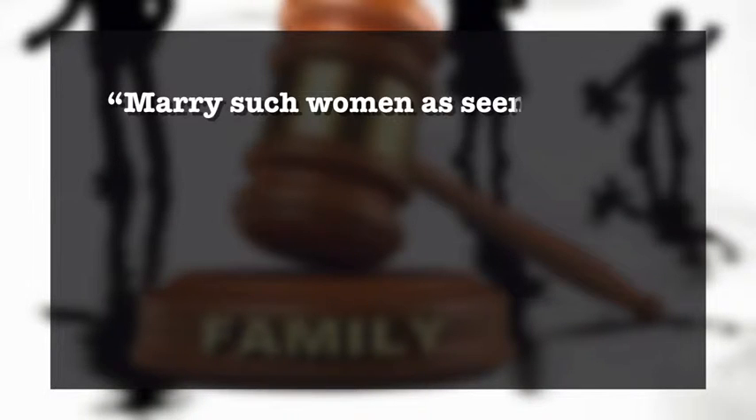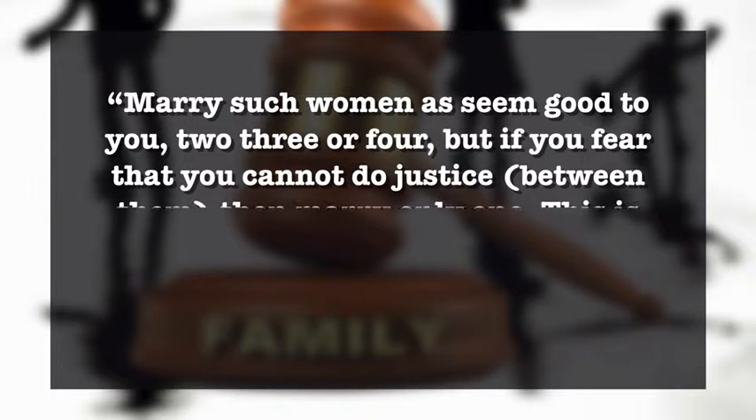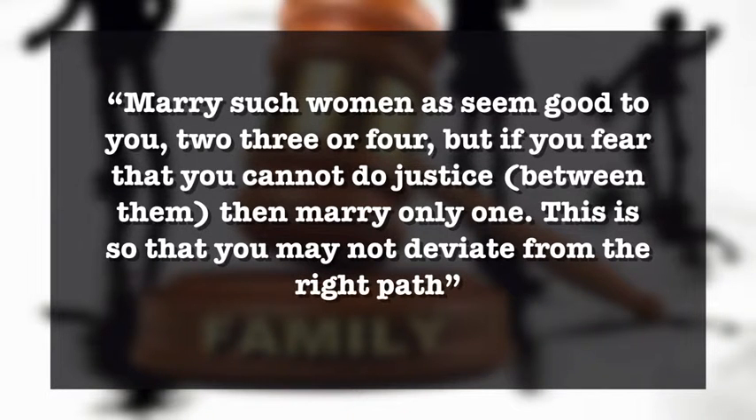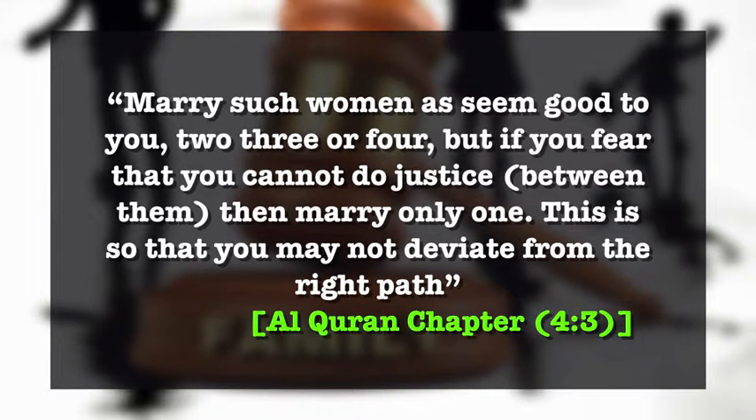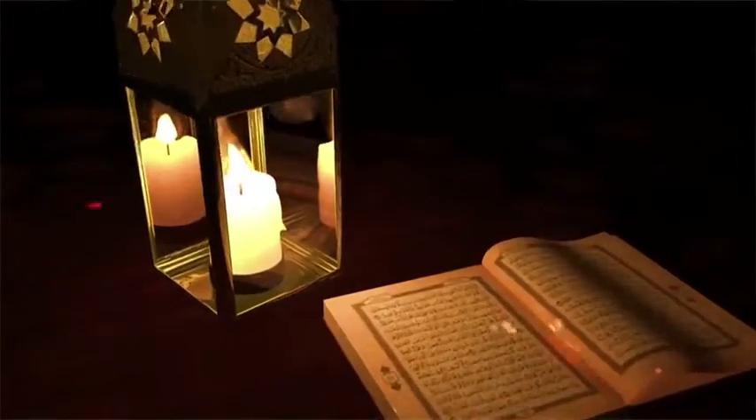The Quran commands, "Marry such women as seem good to you, 2, 3 or 4. But if you fear that you cannot do justice between them, then marry only one. This is so that you may not deviate from the right path." To invoke the above verses as an unrestricted license for continuing the institution of polygamous marriages is contrary to the spirit of the Quran. An examination of the Quranic verses reveals the highly restrictive nature of polygamy within the Sharia.